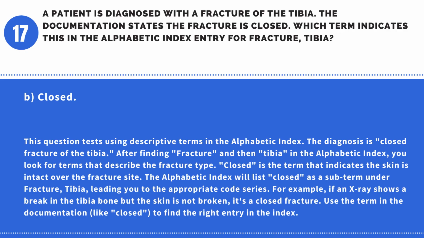The alphabetic index will list closed as a subterm under fracture, tibia, leading you to the appropriate code series. For example, if an X-ray shows a break in the tibia bone but the skin is not broken, it's a closed fracture. Use the term in the documentation, like closed, to find the right entry in the index.